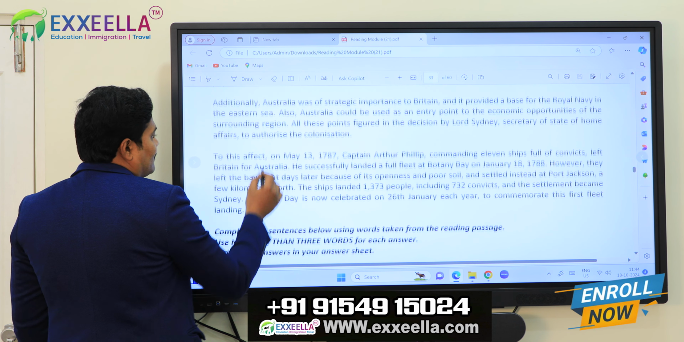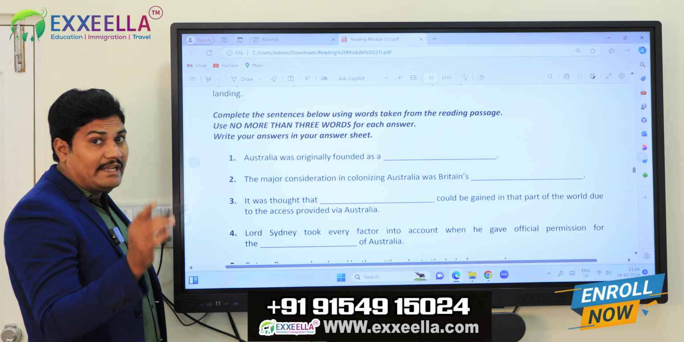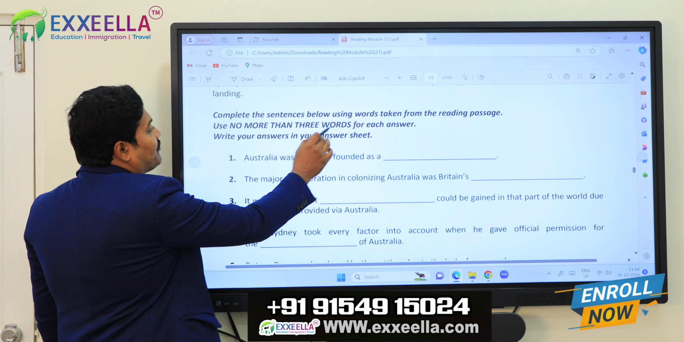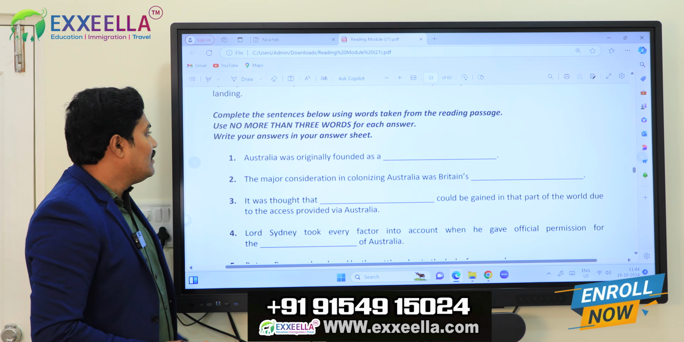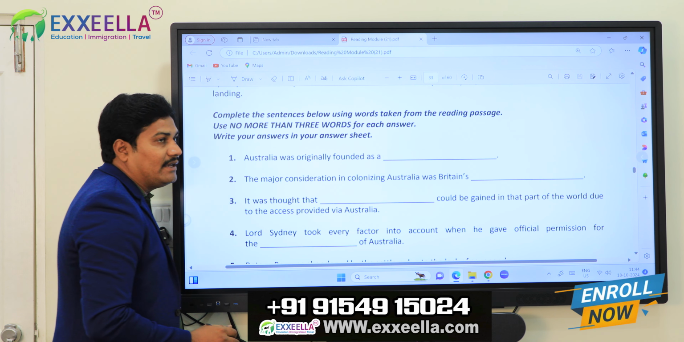So this is the passage they have given. If you observe the word count instructions, we need to focus on them also. See, use no more than 3 words. So our answer should not exceed 3 words. Now, let's see question number 1. Australia was originally founded as a.